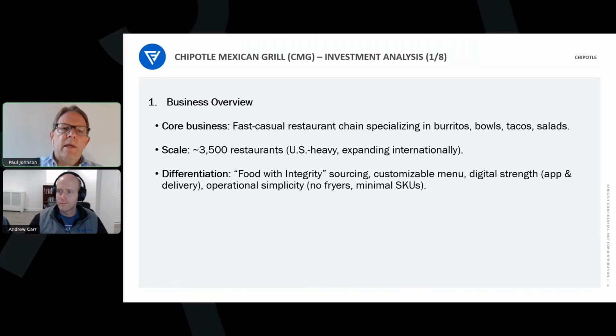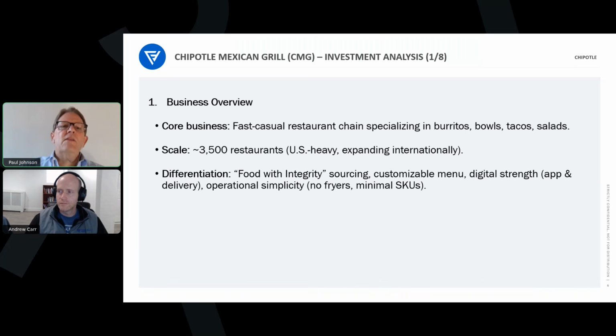Differentiation, now this is directly from the company: food with integrity, sourcing, customizable menu. You want to start thinking of that assembly line, if you will, digital strengths, operational simplicity, things like that. I think this is a little simplistic. It's a bit more complicated.